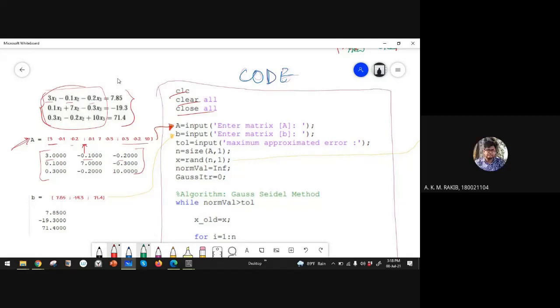Yes, sir. So in this way, I am going to give the input of A. The right side is going to be a column matrix, and this is B. I am going to give B as the input here. This is the B matrix, and if I want to give it as input, it should be 7.85, then a semicolon, then 19.3, then a semicolon.